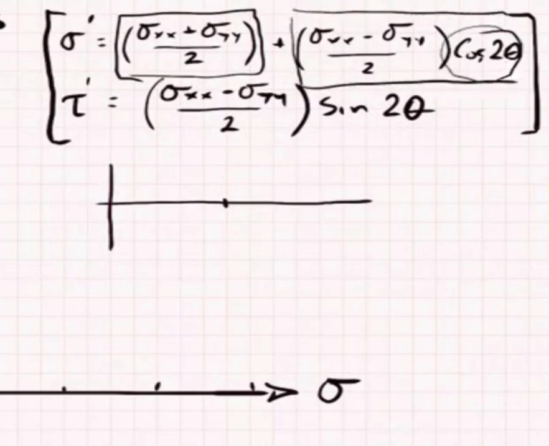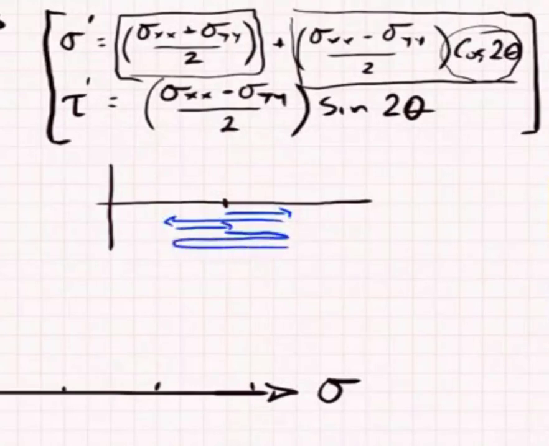oscillates around the mean with a magnitude of sigma xx minus sigma yy divided by 2. So that's half of the distance between them. And it will make one complete cycle when 2 theta goes through 360 degrees. So that means that sigma is doing something like this. It's going from the mean stress out to the maximum stress, back to the minimum stress, and then returns to the middle. And it just cycles back and forth like that as 2 theta goes through 360 degrees.